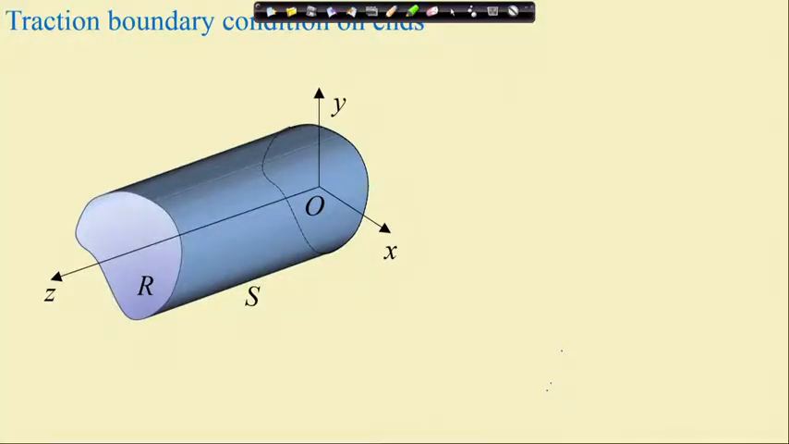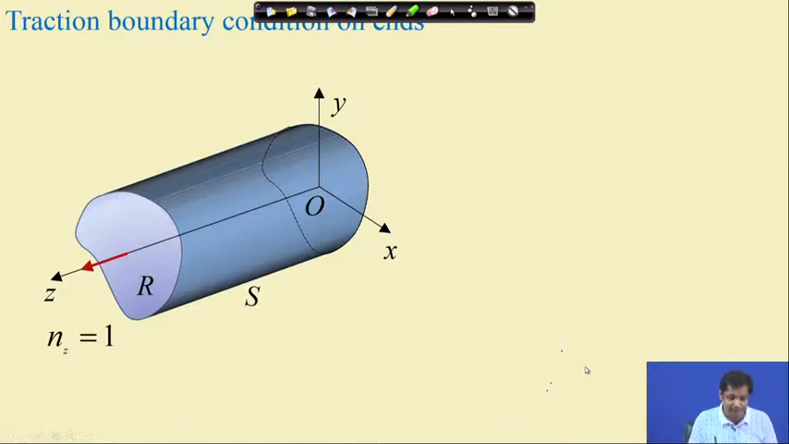Now let us write the boundary condition on the two ends. The two ends are essentially planes. How do we define those planes? This is the normal vector, and suppose this normal vector has nz equal to 1. On this plane nz is equal to 1, and on the other plane nz is equal to minus 1, and nx and ny will be 0, because this is normal to this plane, and this is normal to this plane.